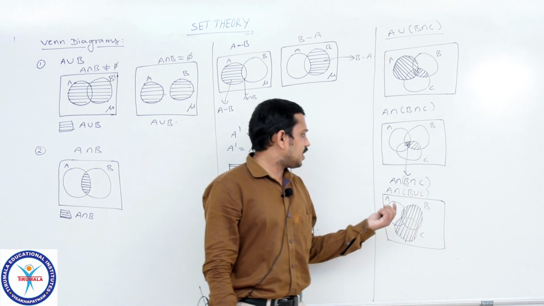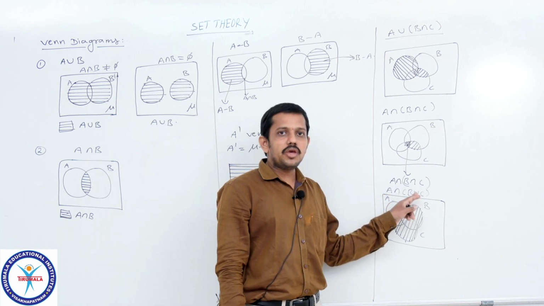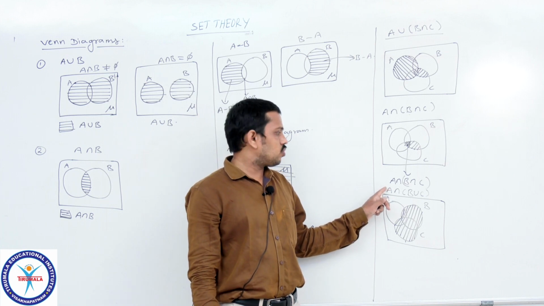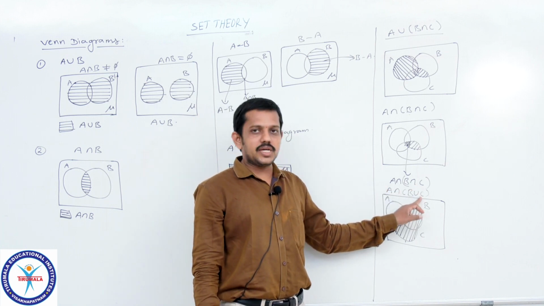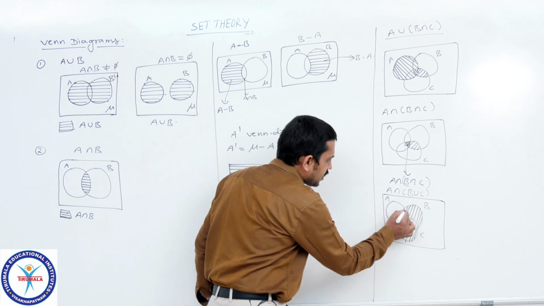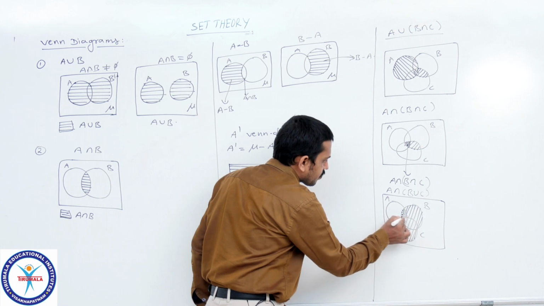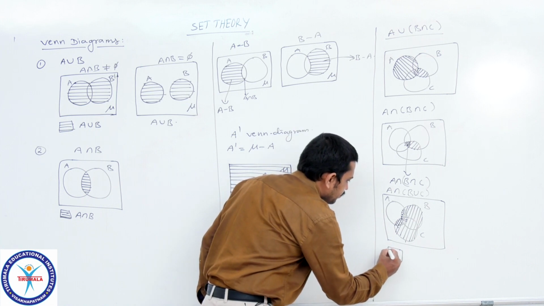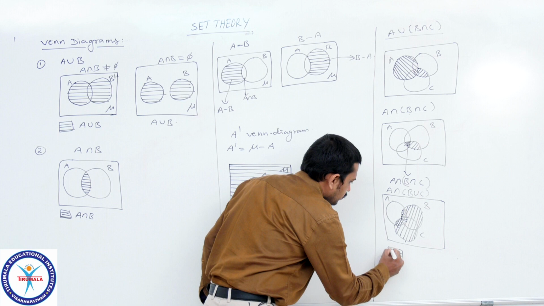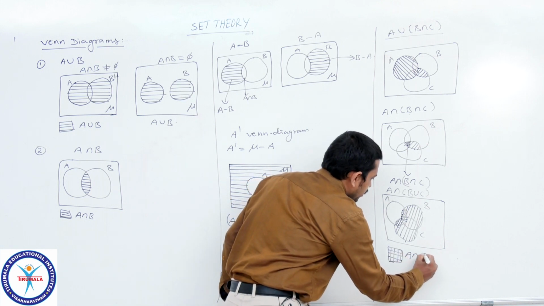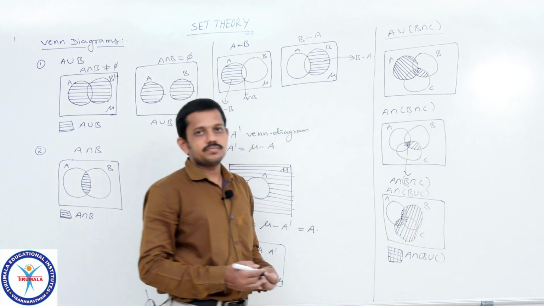Now, we require to consider A intersection B union C. It means the region which is common to both A and B union C. So, what is the region common to A and B union C? This is the region, this double lined region. This is A intersection B union C.